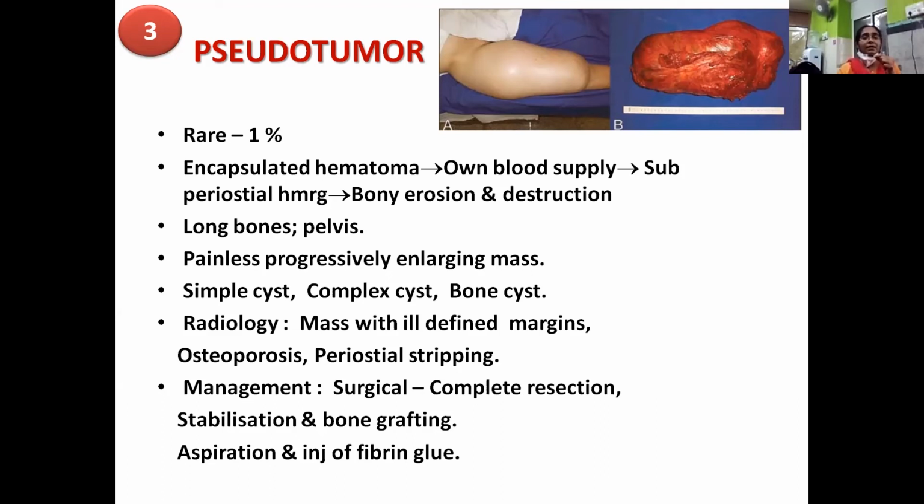This is usually painless. That is one thing about this pseudotumor: it will be growing, but the patient will not experience any pain till the final stage. So we should be very careful in treating all the hematomas and ensure resolution of all the hematomas. Once this is formed, the only treatment will be complete surgical resection with factor cover and bone grafting. So our aim is to prevent the development of any pseudotumor.